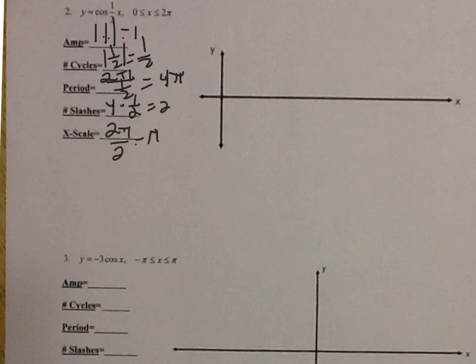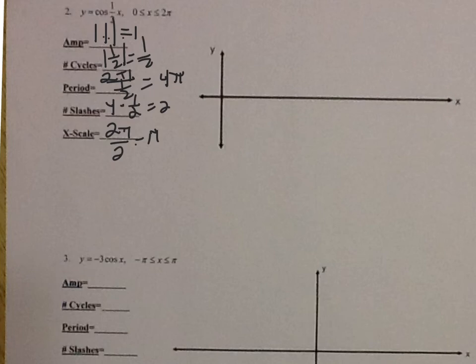Okay, so let's see what we have here. My amplitude is 1, which means it's going up and down to 1. The number of cycles, you're going to have half of a cycle in an interval of 2 pi. My period, if I have half a cycle in 2 pi, that means a full cycle will give me 4 pi. Number of slashes, 2 slashes, and my x scale is going to be pi.